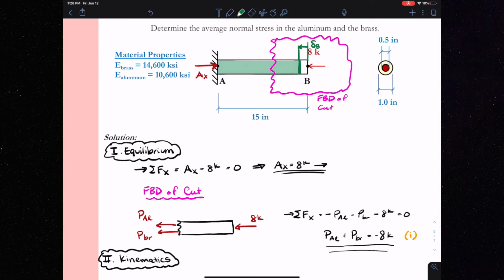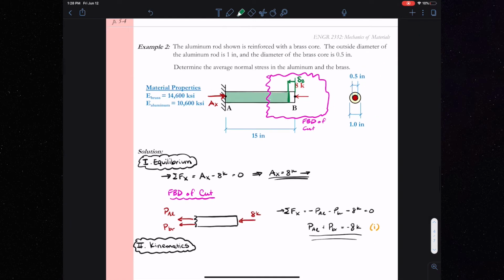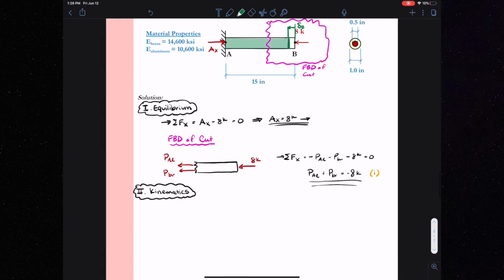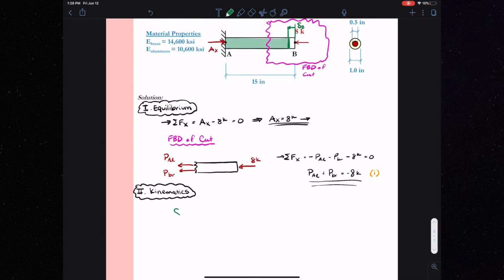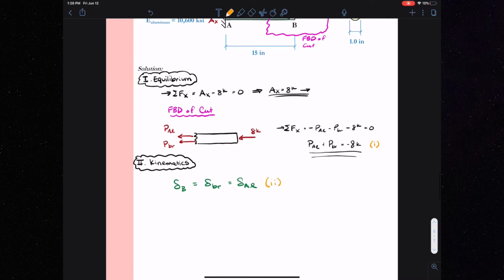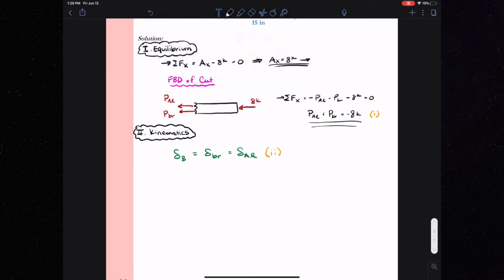And I've drawn here the deflection at B, delta B, is how much this rod compresses. Now in kinematics, I'm relating displacements. So more specifically here, I need to come up with a relationship between the displacement in the brass and the displacement in the aluminum. Because the brass and aluminum are perfectly bonded together, we will assume that they must deflect the same amount, and that amount is the same as delta B. So we can write our kinematics equation as delta B equals delta brass equals delta aluminum.